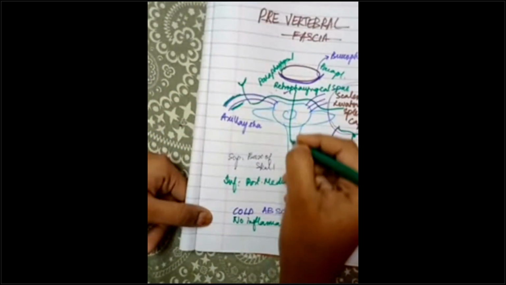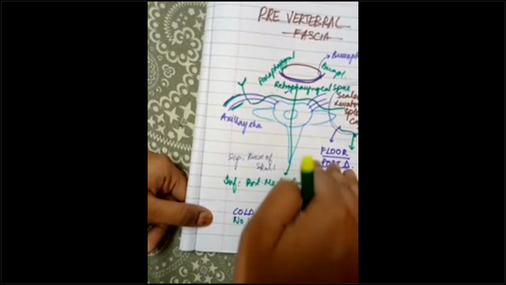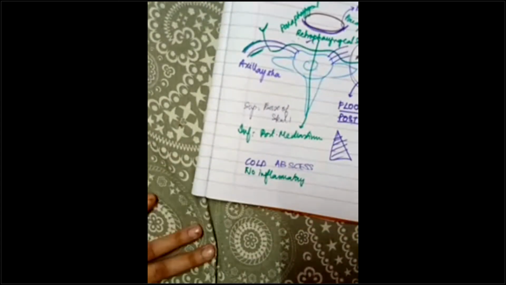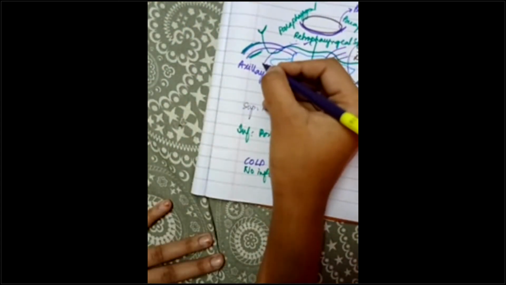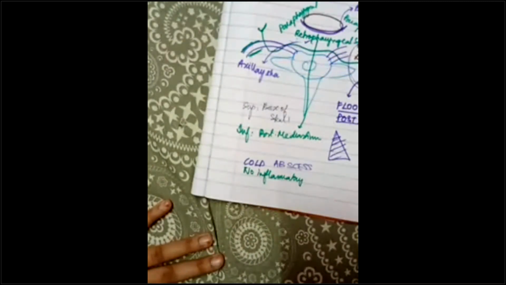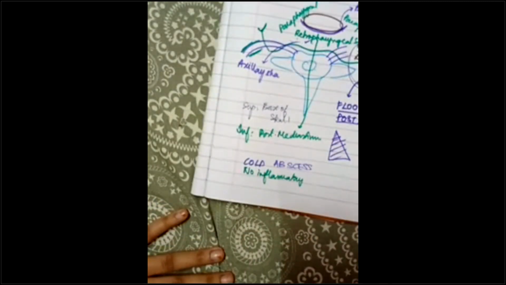So this retropharyngeal space, as I said, is continuous with your posterior mediastinum. Here laterally it is continuous with your axilla. Upwards it is continuous with your base of the skull. So the abscess is here.